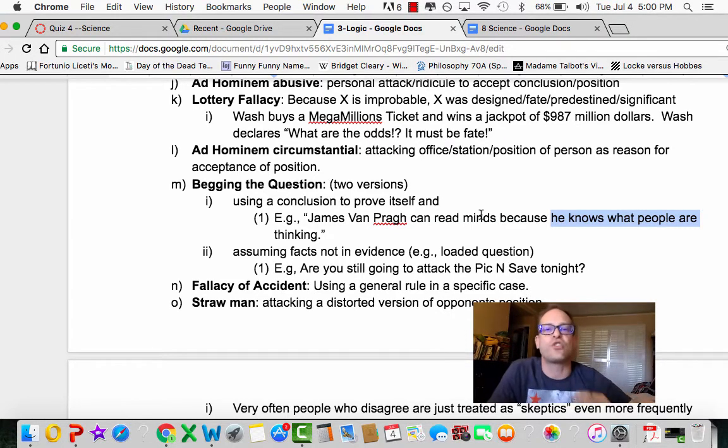Now, the other version of begging the question, you'll definitely see this one on the quiz, is when you assume facts that aren't in evidence by use of a loaded question. So people say, oh, are you still going to go shoot up or attack the pick and save tonight? And somebody says, I was never going to attack the pick and save. And they say, oh, okay.